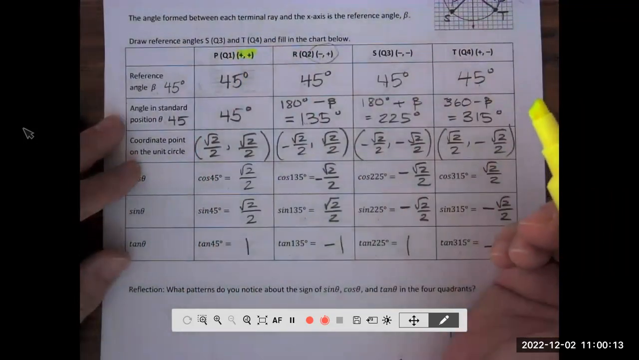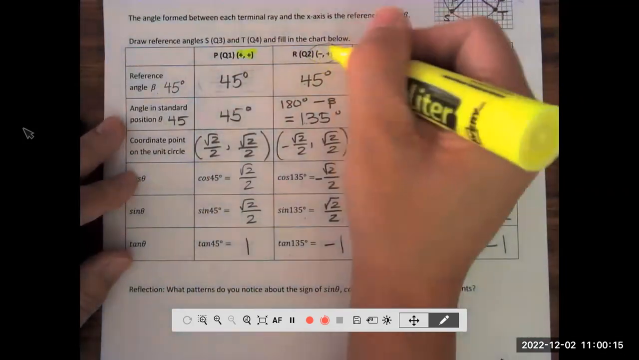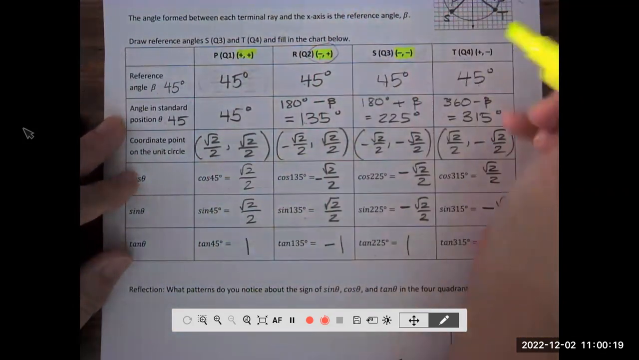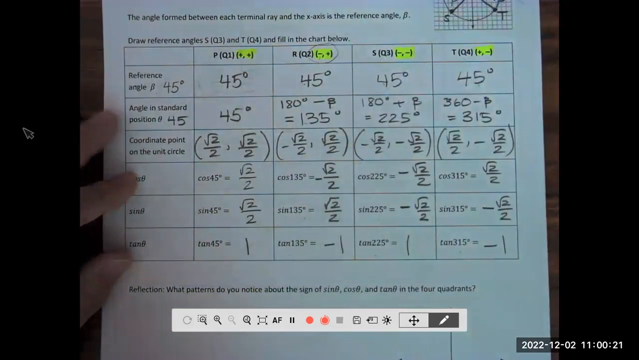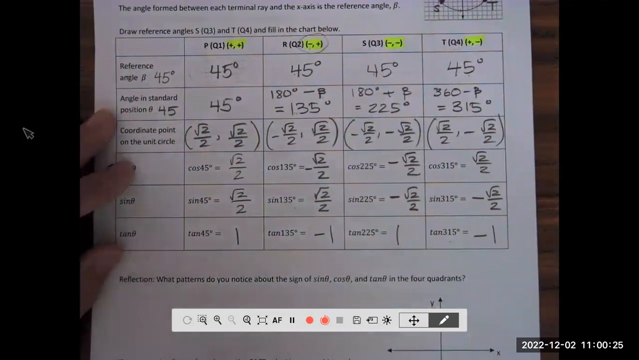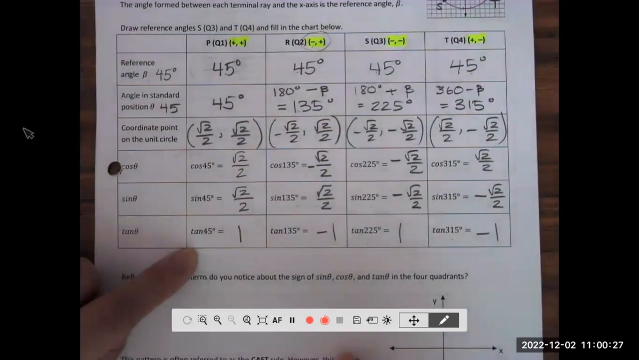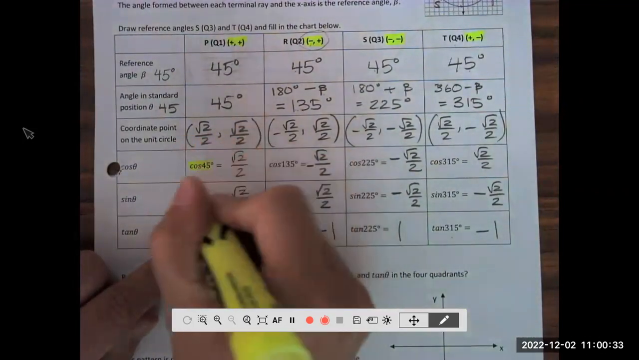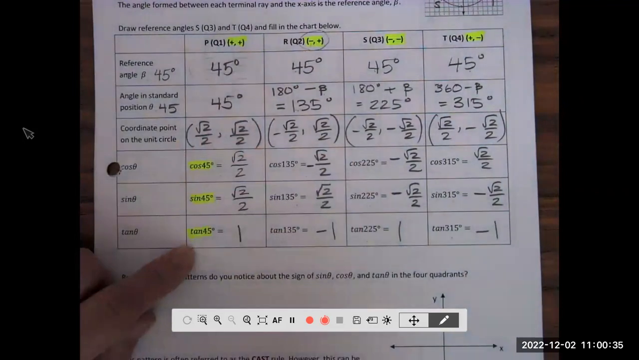1, the signs are positive, positive. Quadrant 2, negative, positive. Quadrant 3, negative, negative. Quadrant 4, positive, negative. Okay? Now, the next thing I want you to notice, and just look up here for one moment, quadrant number 1, all 3 of the ratios are positive.